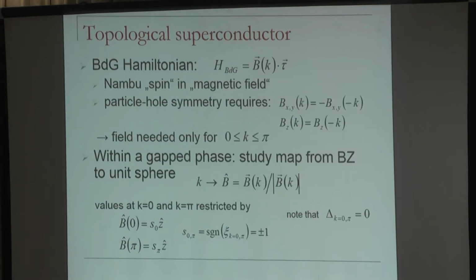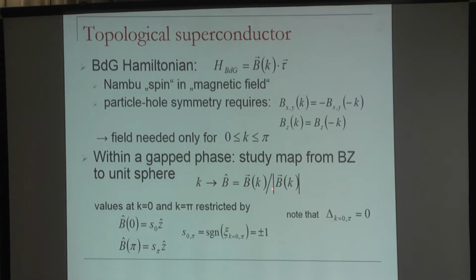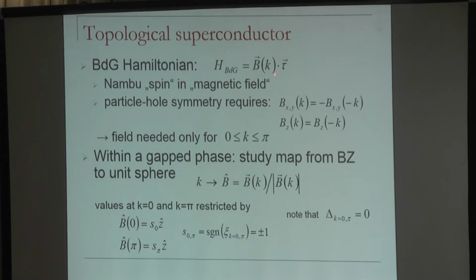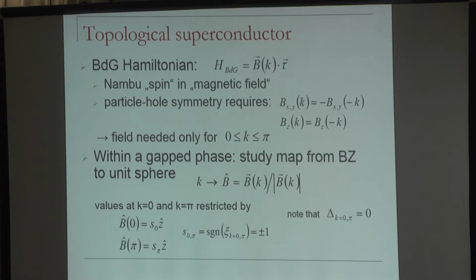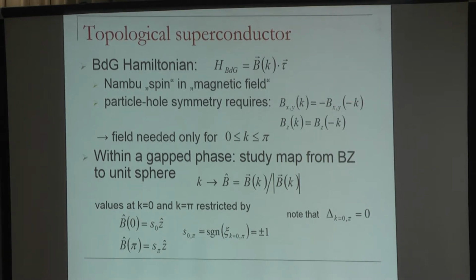We could then see this directly from the map, from the Brillouin zone, K, to this unit sphere that corresponds to the space of the Hamiltonians. So this BDG Hamiltonian looks exactly like the Hamiltonian of a spin. Spin being now defined in this particle-hole Nambu space. And B of K is now composed of the pairing amplitudes and of this kinetic energy. So the Z component is the kinetic energy, it's even, and the XY components come from the pairing amplitudes.